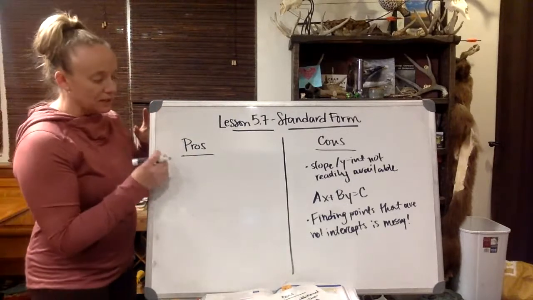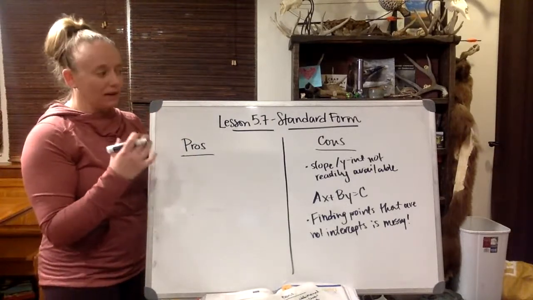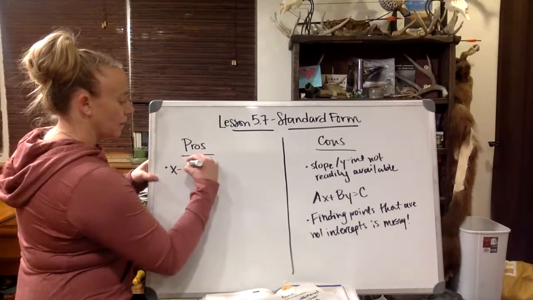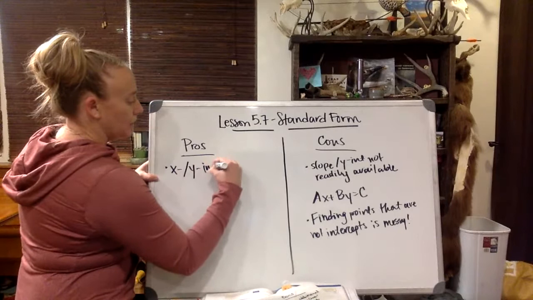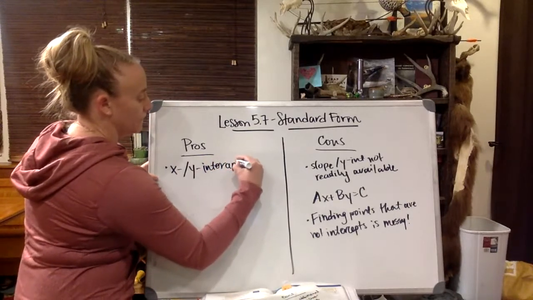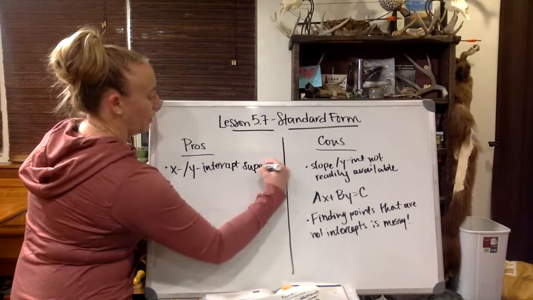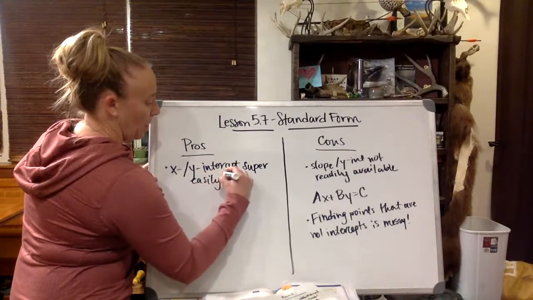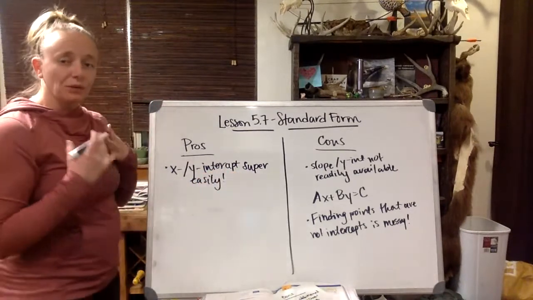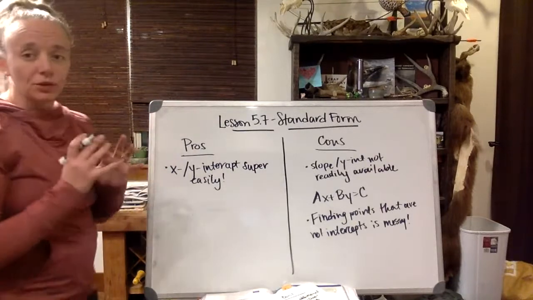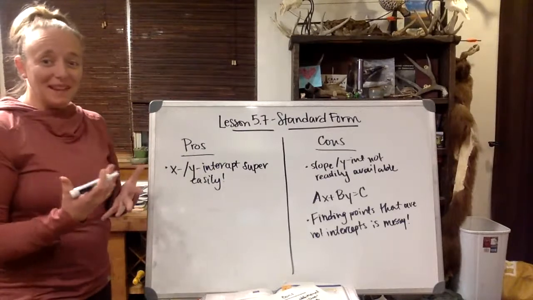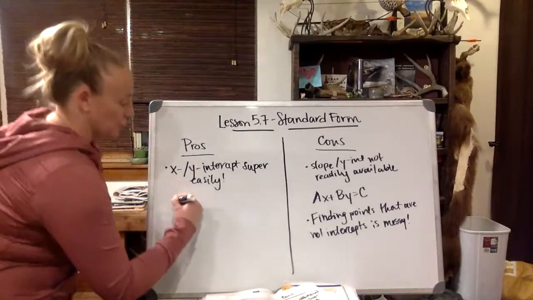So a pro with standard form is we can easily find intercepts. So we can find the x and the y intercept super easily. And sometimes the x and y intercepts are messy numbers, but it's actually really easy to find them. So I'm going to show you with a pretty basic problem, one that's going to be really nice and really obvious how this works.